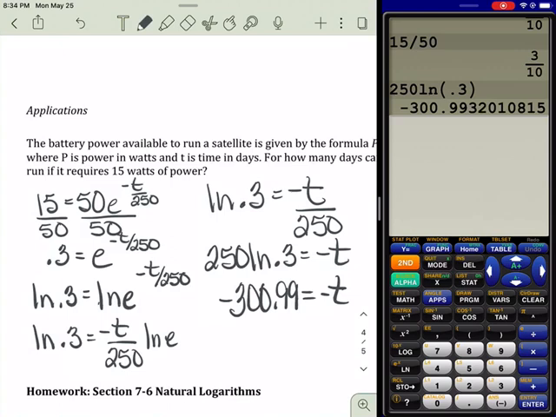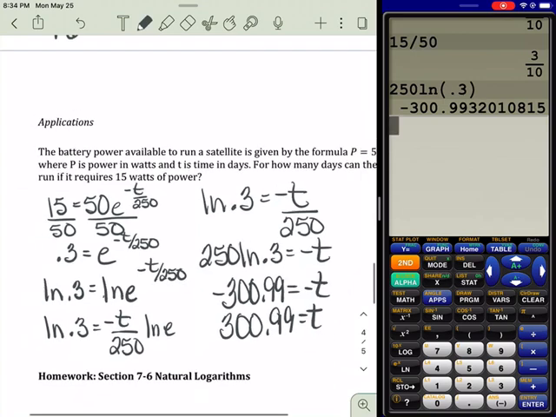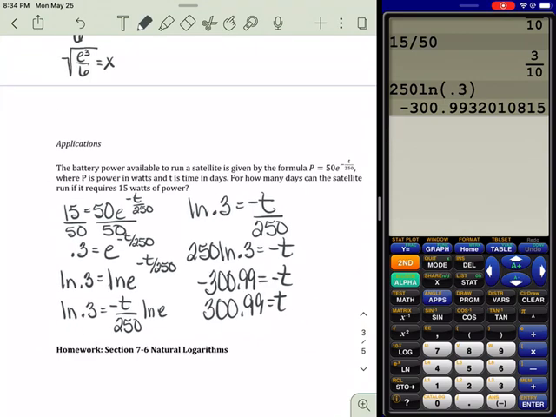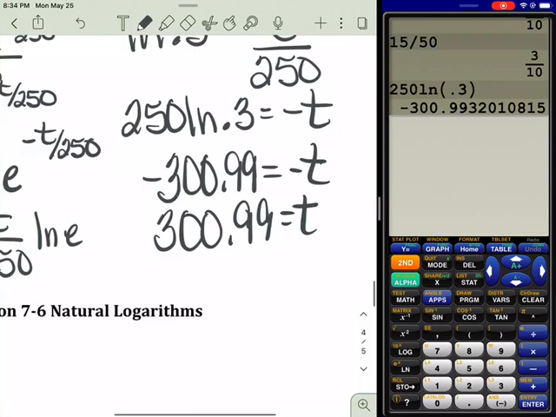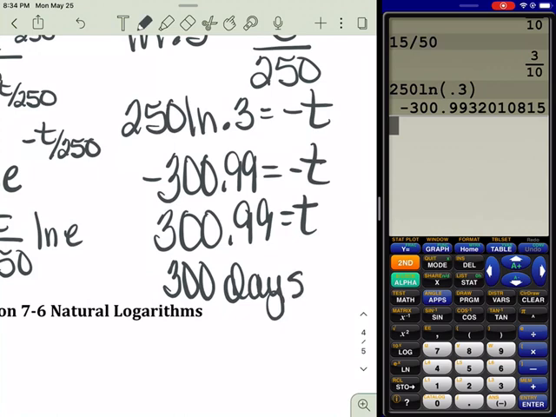Equal to negative t, divide by -1, so 300.99 is equal to t. So how many days can the satellite run if it requires 15 watts of power? Approximately 301 days. I wouldn't want to go to 301. I would probably say about 300 days. So let's do that, 300 days. Because if we go to 301, it's probably not going to work.